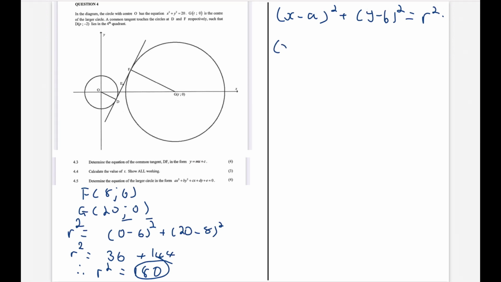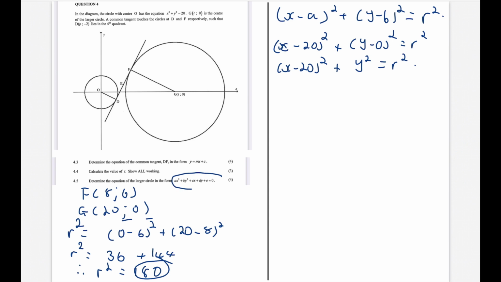Sorry, my iPad's pen had died there. So this is now (x - 20)² + (y - 0)² = r². More formally, we have (x - 20)² + y² = r². Now we just need to expand, move everything to one side, and leave 0 on the other, and we'll have this form.